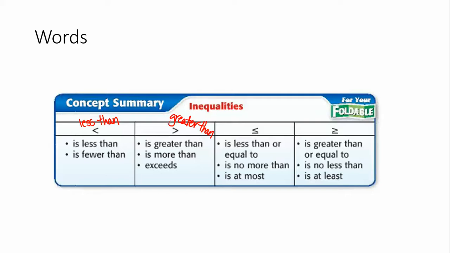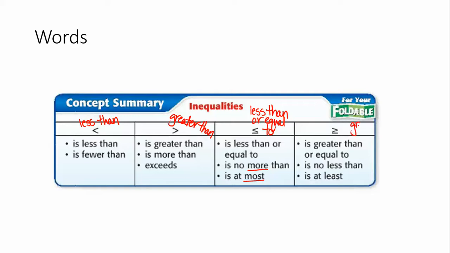The third one here is less than or equal to, is how that's read. So that's the first bullet point, is less than or equal to. We also have is no more than or is at most. And this gets a little bit tricky because the words more and most, you probably want to say greater. But because we're saying it's no more than or it's at most, it means it can't go over that number. So that's why it's less than or equal to, because it can't go over the number.